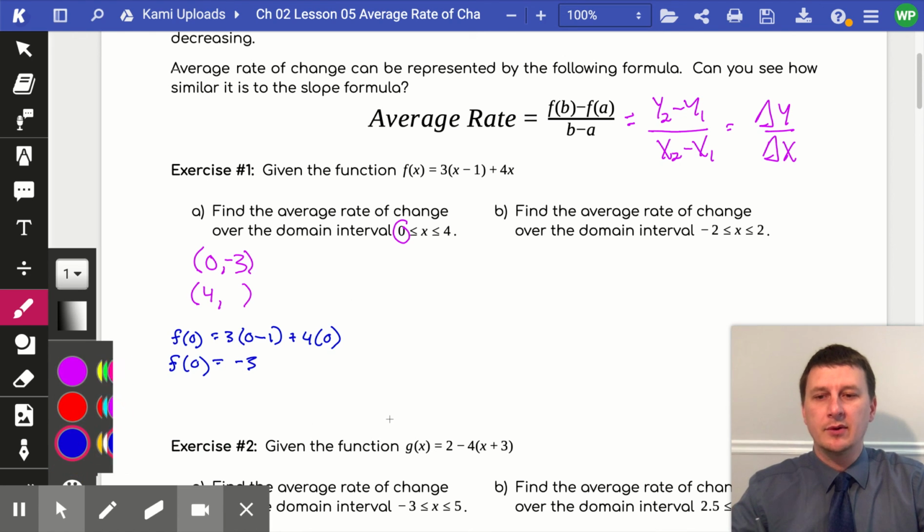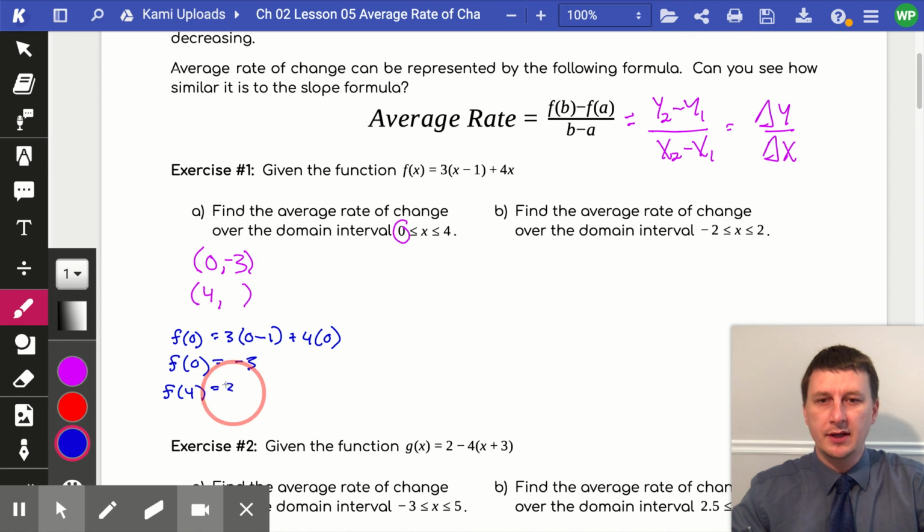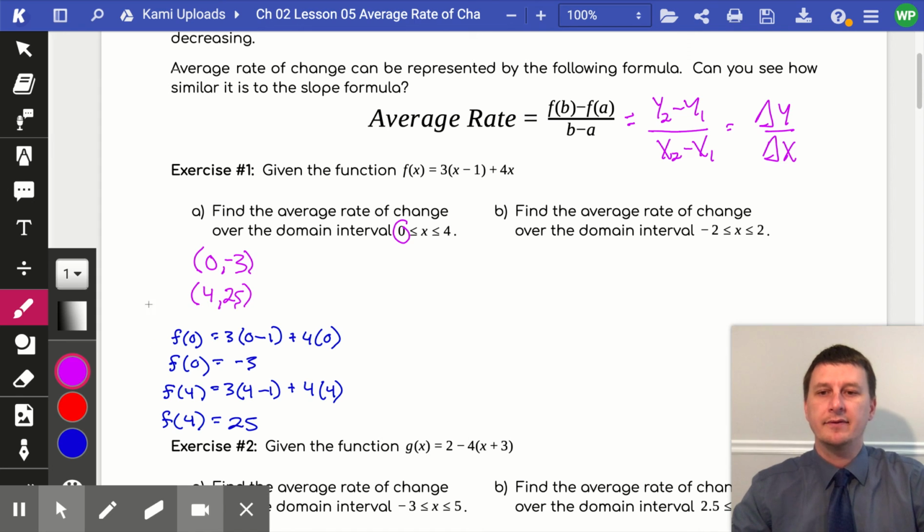We're going to do that same thing with 4. Now we substitute 4 in for x, and we get 3 times (4 minus 1) plus 4 times 4. Again, we'll simplify this a piece at a time. 4 minus 1 is 3, times 3 is 9. This gives me 9 in the first part, plus 16. 9 plus 16 is going to give me 25. So my second coordinate point is 4, comma 25. Now that I have my two points, I can use my average rate of change formula or slope formula, whichever you prefer.